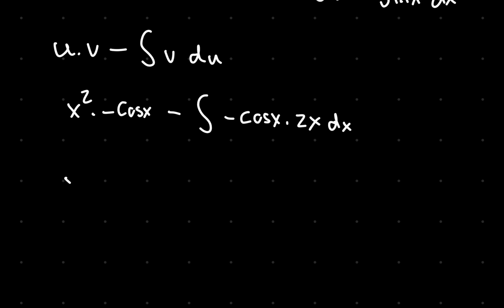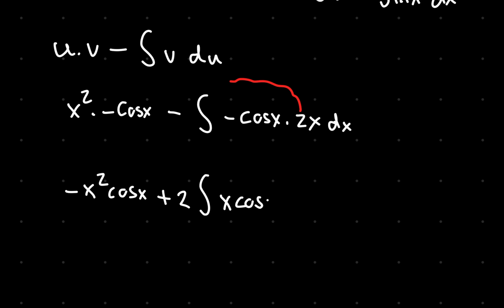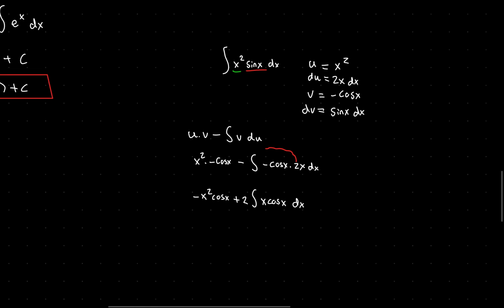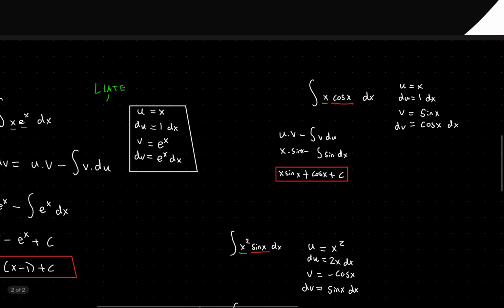Okay, so let's rewrite it. Let's make this easier for ourselves. So we have minus x squared cos x. Okay, and I'm thinking here, we just take out the 2. Well, when we multiply these together, we'll get a minus 2x cos x. So let's just take out the minus 2. And that'll become plus, because of minus minus plus. 2 integral of x cos x dx. And look at that.